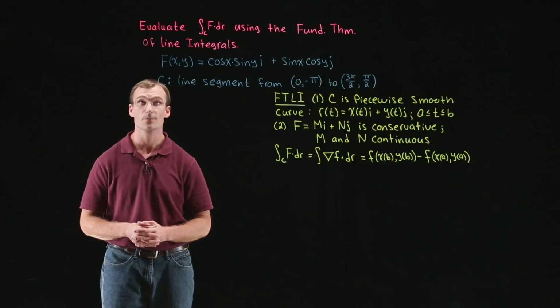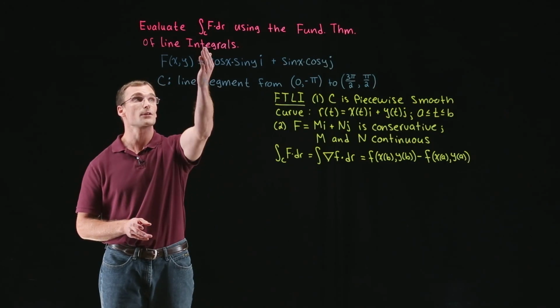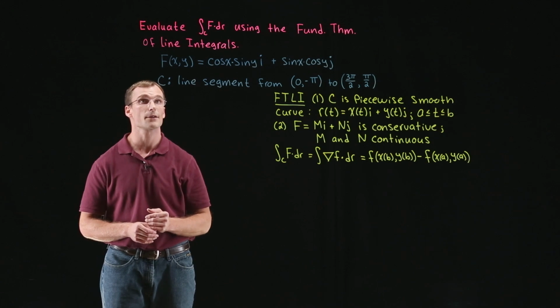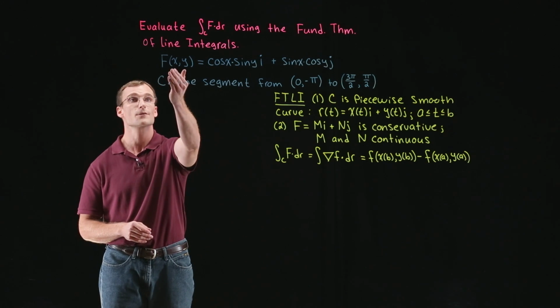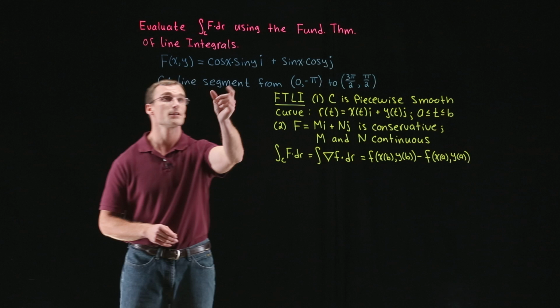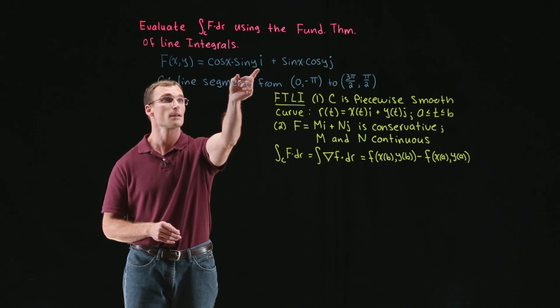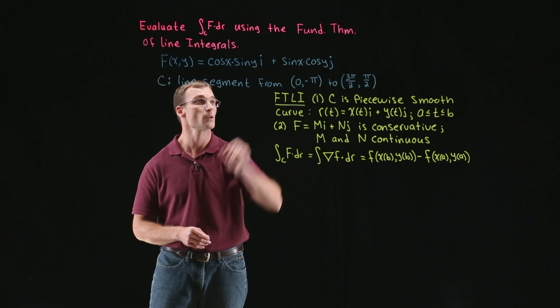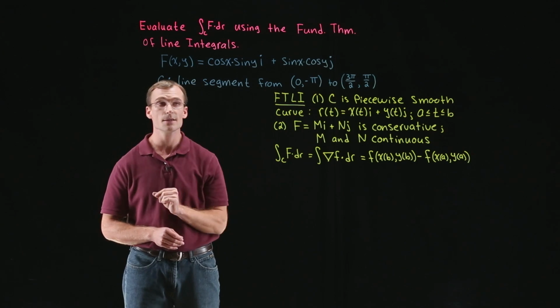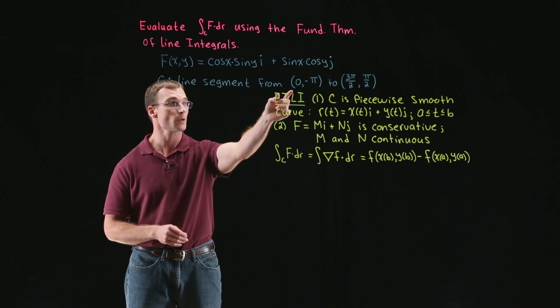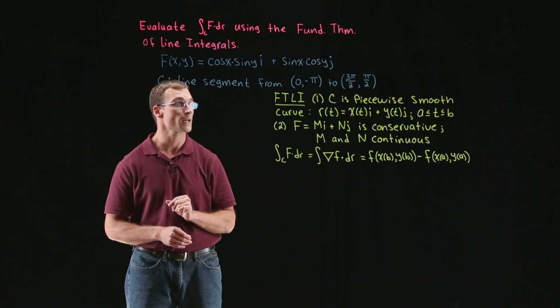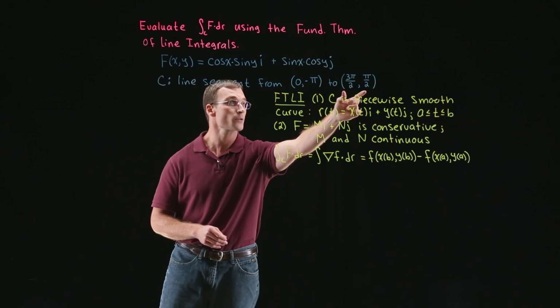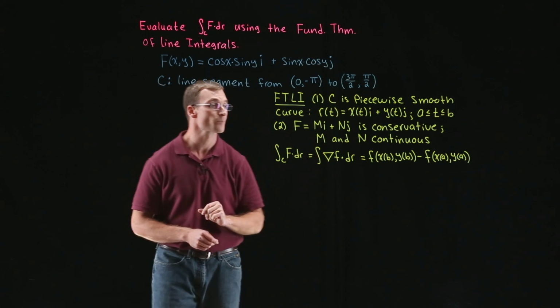Hello everyone, I'm Adam. In this problem, we're going to evaluate our line integral using the fundamental theorem of line integrals, where we're given our vector field F. Here F is equal to cosine x times sine y times the unit vector i plus sine x times cosine y times the unit vector j. And our curve C, we're told, is a line segment from some initial point at, say, (0, negative pi) to some terminal point (3 pi over 2, pi over 2).